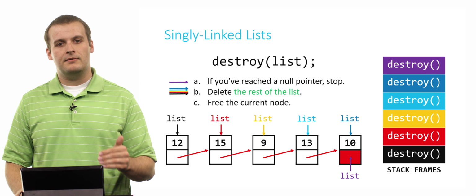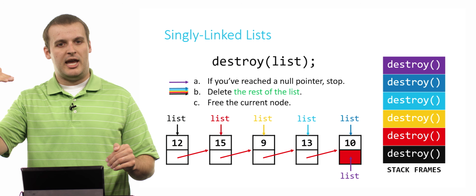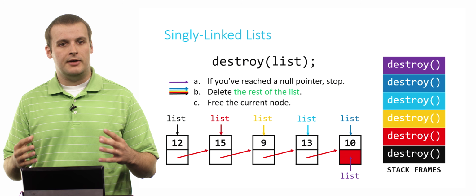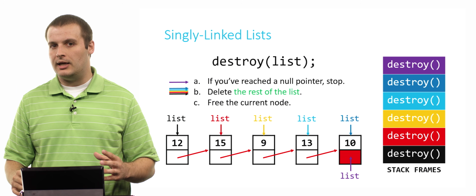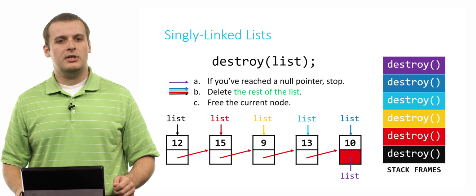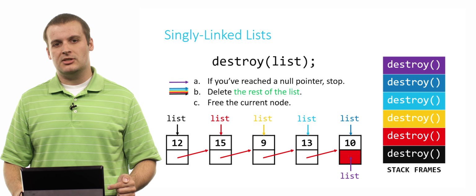And we're done. And so that purple frame is now at the top of the stack. That's the active frame. But it's done. If we've reached a null pointer, stop. We don't do anything. We can't free a null pointer. We didn't malloc any space. So we're done. So that function frame is destroyed.